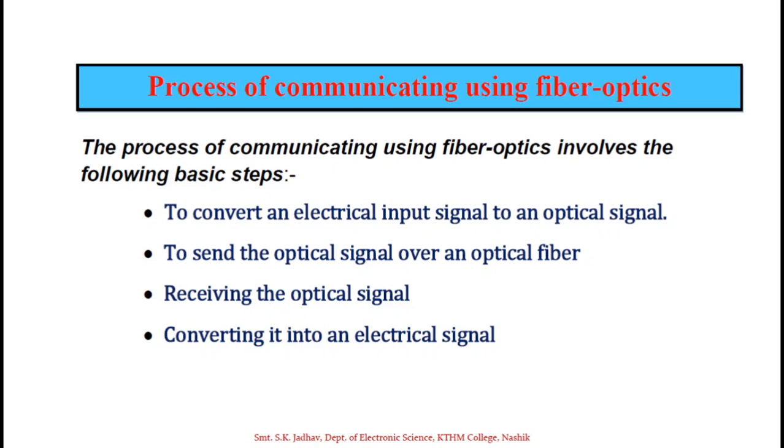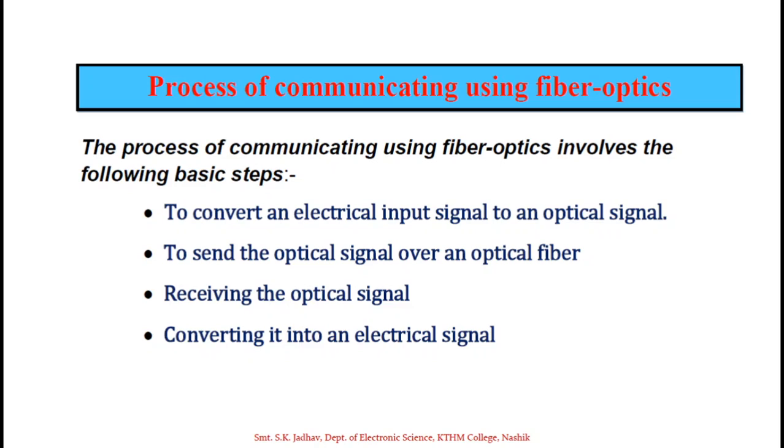Process of communicating using fiber optics. The process of communicating using fiber optics involves the following basic steps. The first step is to convert an electrical input signal to an optical signal. That means creating the optical signal involving the use of a transmitter, usually from an electrical signal.